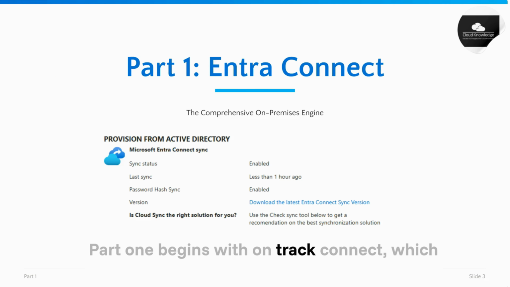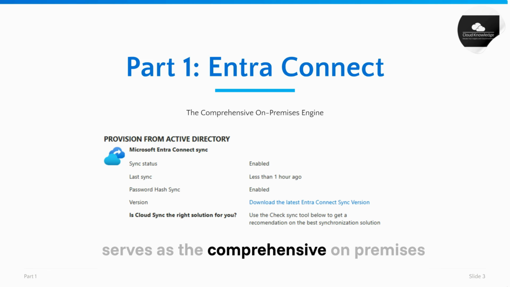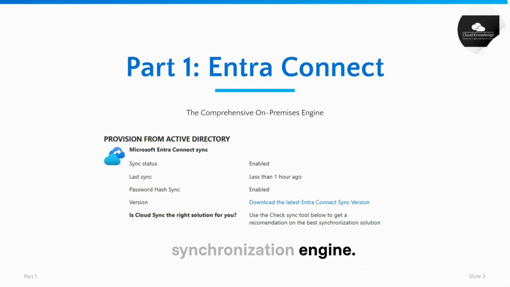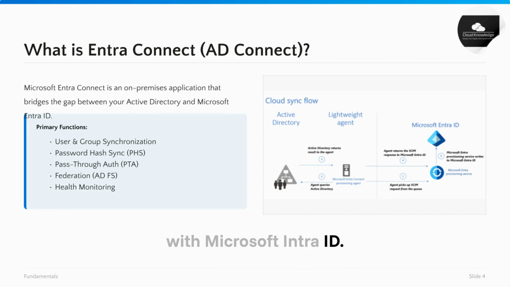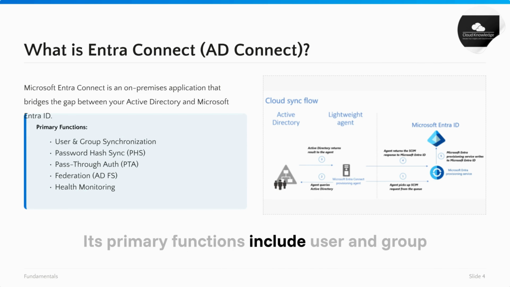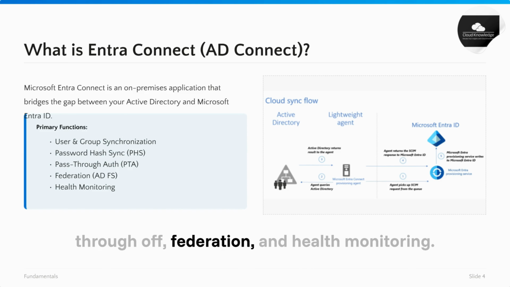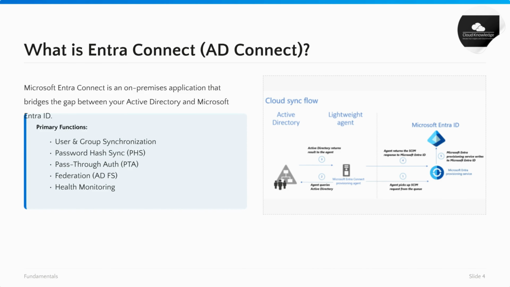Part 1 begins with Entra Connect, which serves as the comprehensive on-premises synchronization engine. Microsoft Entra Connect is an on-premises application that links your Active Directory with Microsoft Entra ID. Its primary functions include user and group synchronization, password hash sync, pass-through auth, federation, and health monitoring.